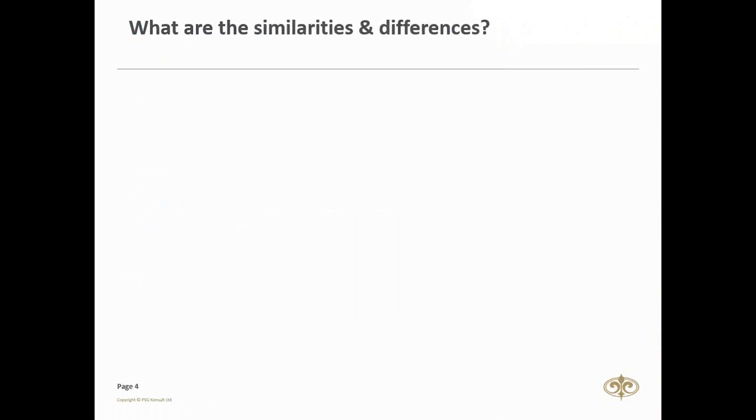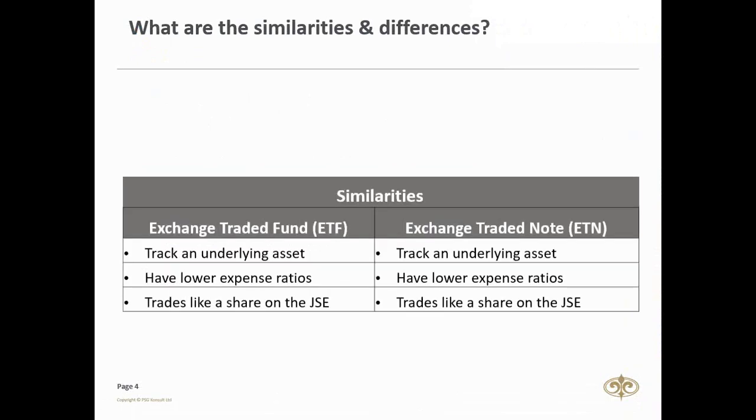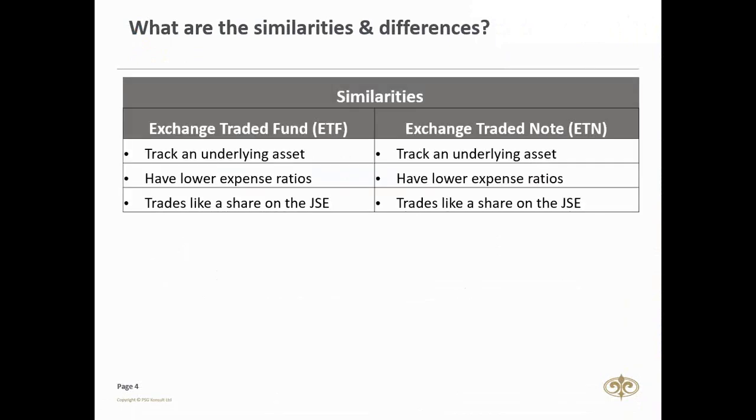What are the similarities and the differences between an exchange traded fund and an exchange traded note? As I say, ETP is the umbrella term that encompasses those two groups, exchange traded products. So number one, they're both very, very similar. If you look at the two in practice, both are designed to track an underlying asset. Both often have lower expense ratios than actively managed unit trust funds. And thirdly, obviously, both trade on a major stock exchange like a share. So those are the similarities.